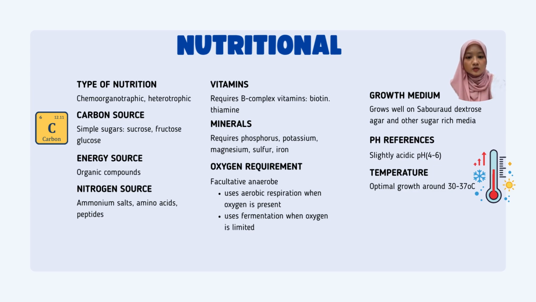For oxygen requirement, they are facultative aerobes. They use aerobic respiration when oxygen is present, and they also use fermentation when oxygen is limited. For the growth medium, they grow well on Sabouraud dextrose agar and other sugar-rich media. For pH preference, they prefer slightly acidic conditions, from pH 4 to 6. And the optimal temperature for growth is around 30 to 37 degrees Celsius.